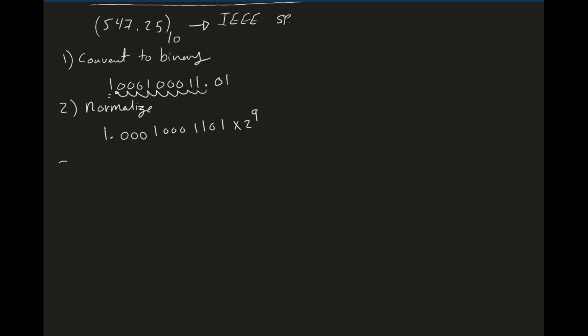Now I need to calculate the exponent. So E is equal to 9 plus 127, because I'm going to store this value in excess 127. So this is equal to 136. And then 136 base 10 is equal to 10001000 in binary.